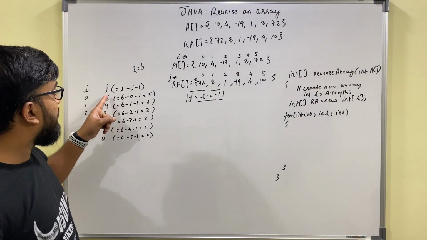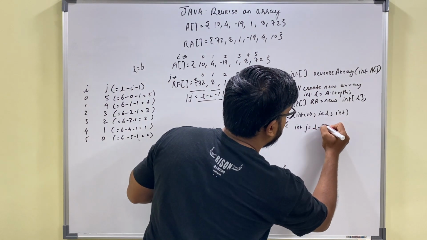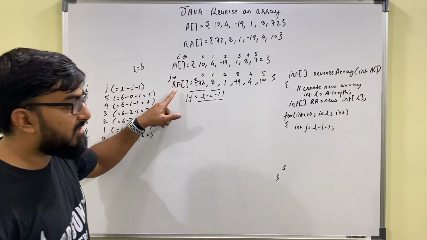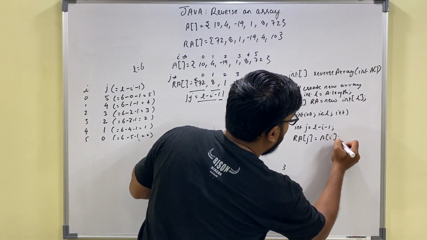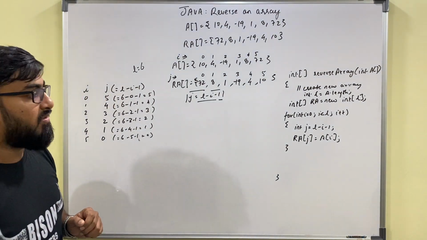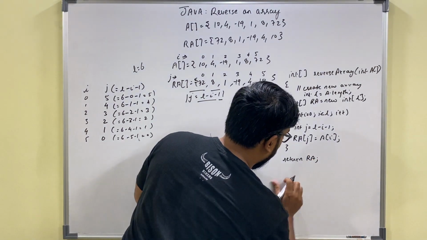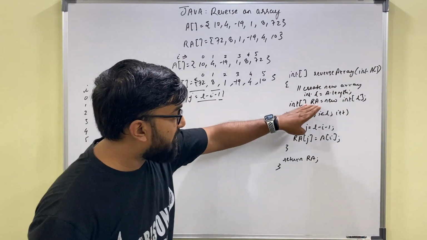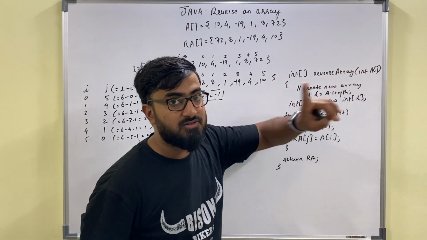For each value of i, I get the corresponding value of j using this: int j = L - i - 1. And I place the value at the ith index in A at the jth index in RA. So the value at the jth index in RA is the value at the ith index in A, and that is our for loop. Finally I return the array, which is the reverse array. So this is our code which creates a new array that stores the reverse of the array A. The reverse array is returned and the original array remains unchanged. This is important, that the original array does not change.